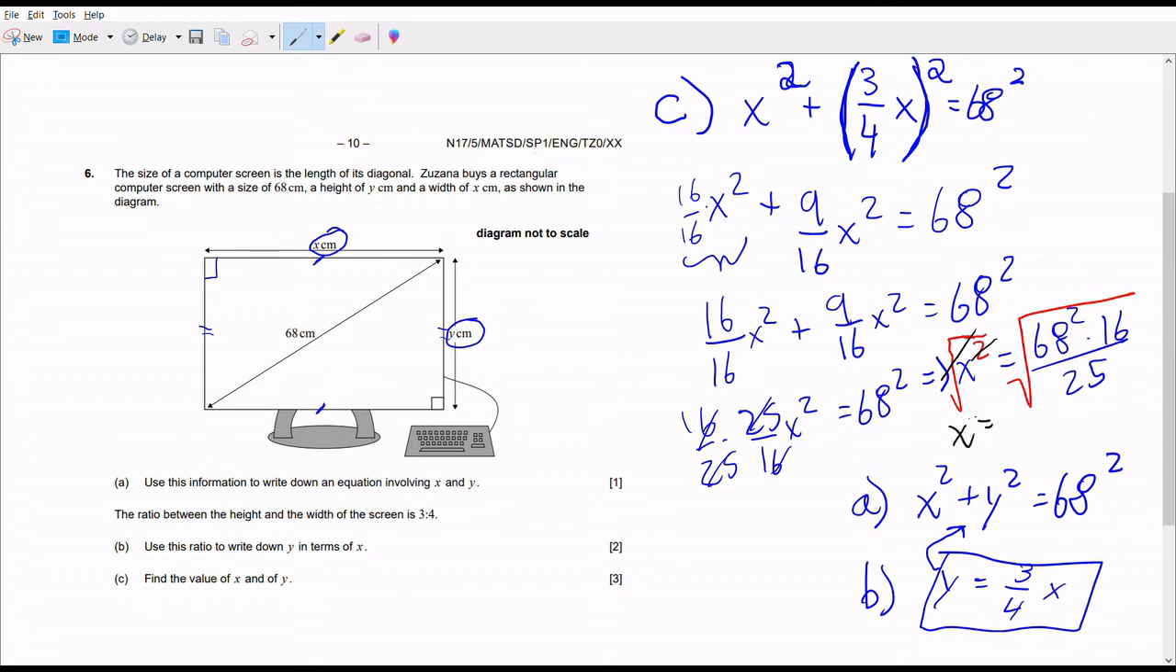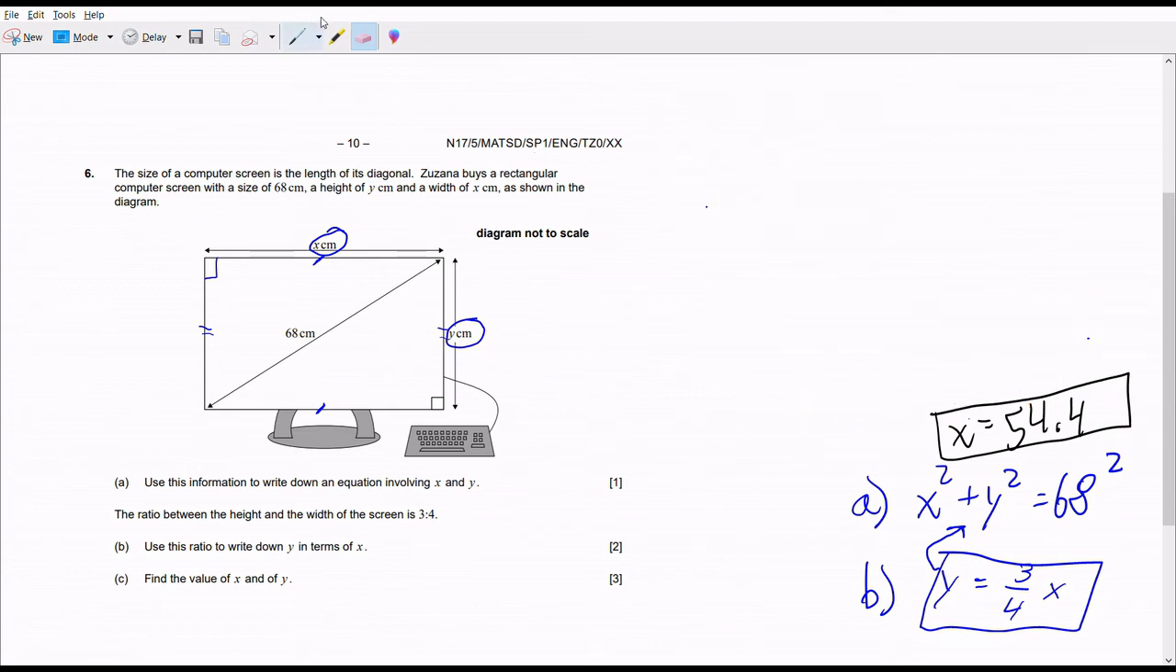Okay. And the answer is x equals 54.4. Okay, and now that we have this information, we still need to get the value of y. There's many ways to do this, and what I suggest is just plugging it into the formula of a. I can plug it in two places. I can plug it in here, or I can plug it in here. Same thing, really. I'm going to go for the formula in part A, but they both give the same answer.